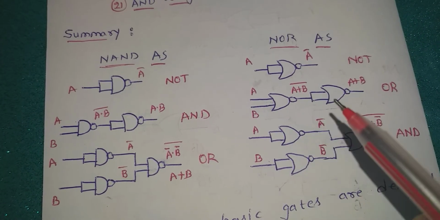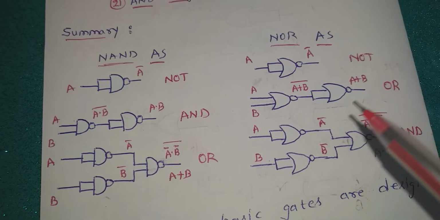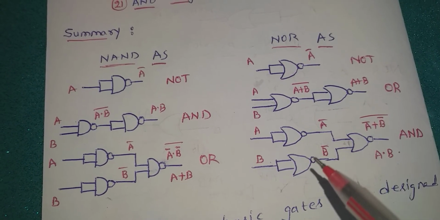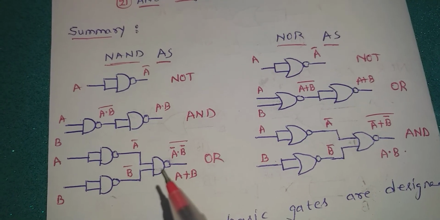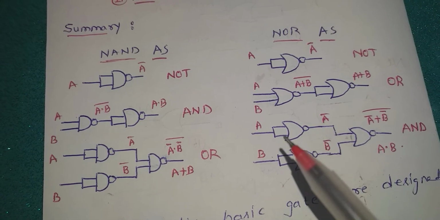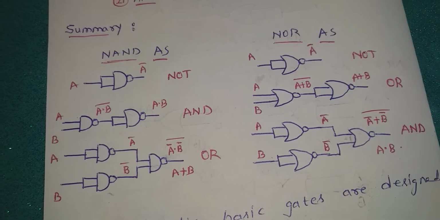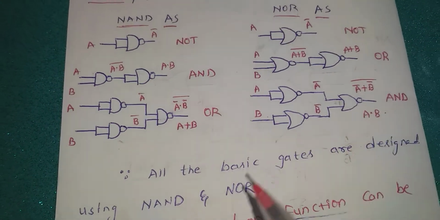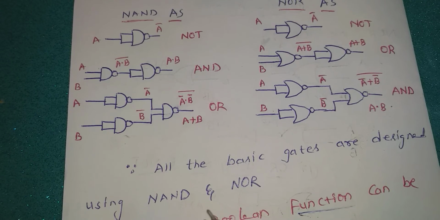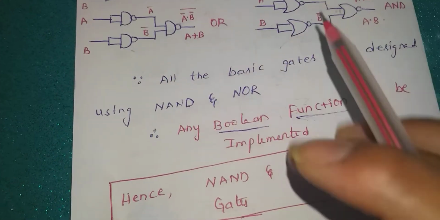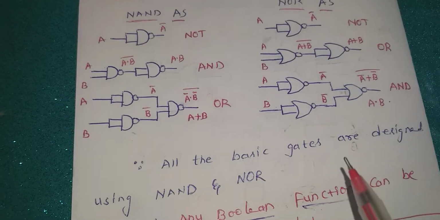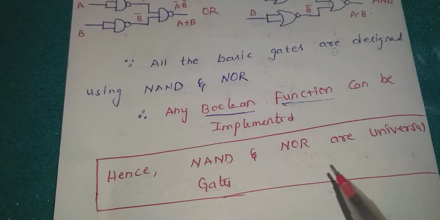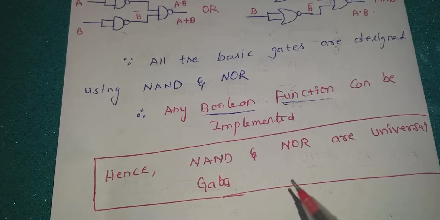Now NOR plus inverter gives an OR gate. Bubbled NOR gives what? An AND gate. Now carefully observe here: bubbled NAND gives an OR gate, bubbled NOR gives an AND gate. Since all the basic gates are designed using NAND and NOR gates, therefore any Boolean function can be implemented using NAND and NOR gates. Hence NAND and NOR gates are universal gates.